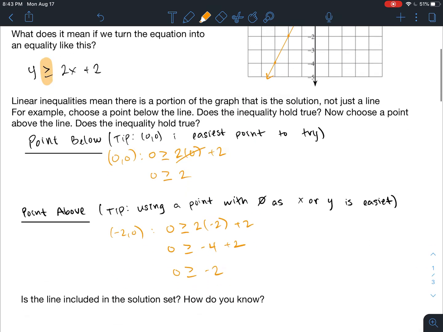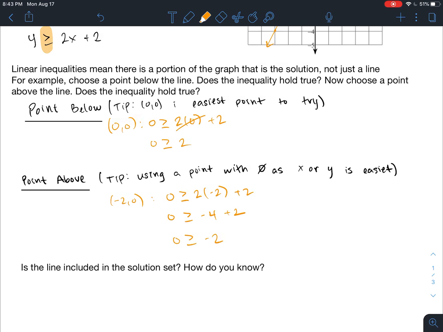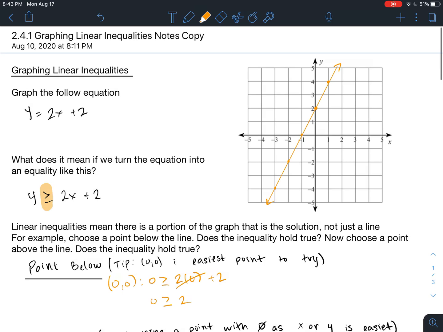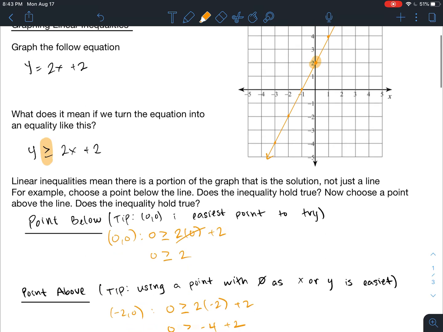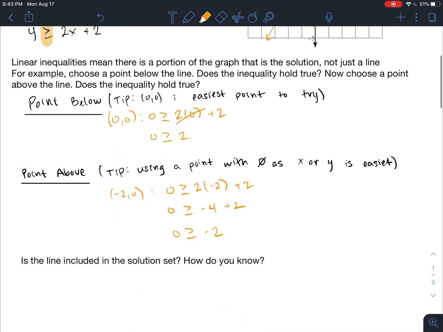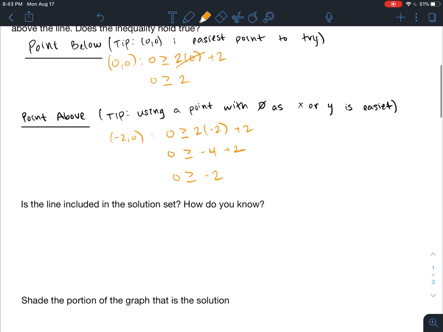But I have one more question: whether or not the line is included within our solution set. Meaning, are the points that go along this line included in the solution set? Will they make our inequality true or not? In this case, let's try a point along that line. Right here, 0, 2 is on the line. Let's go ahead and plug that in. So 0, 2.